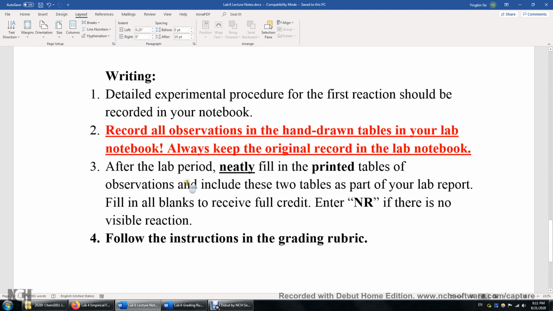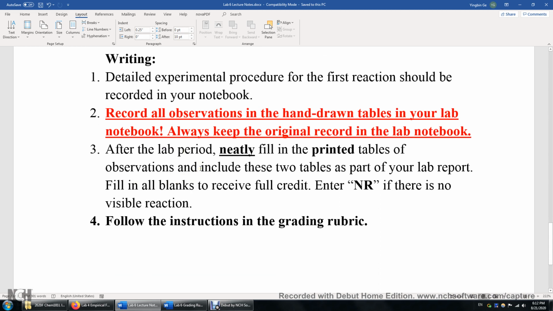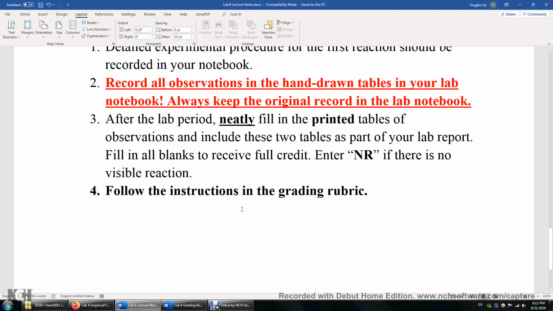After the lab period, neatly fill in the printed tables of the observation matrices and include these 2 matrices or tables as part of your lab report. Again, if there's no reaction, just write NR. Do not leave any cell blank. Finally, follow the instructions in the grading rubric.